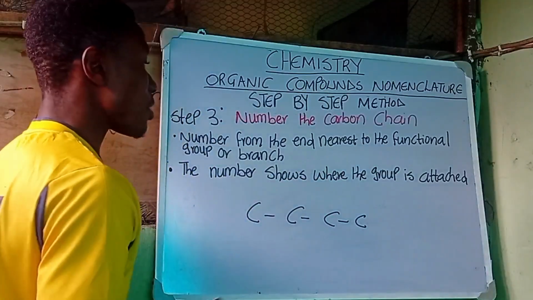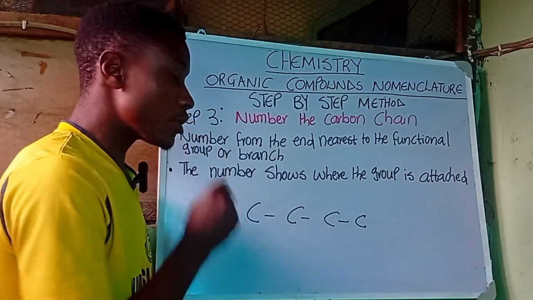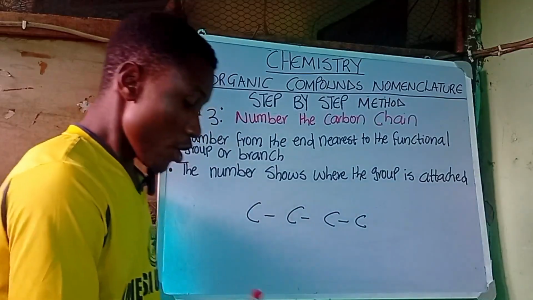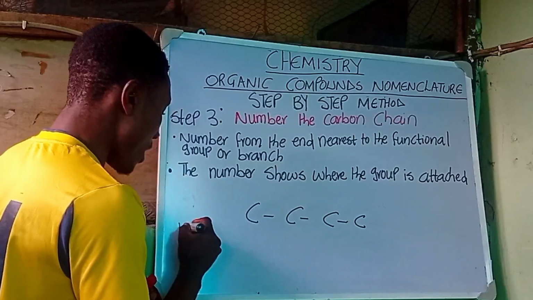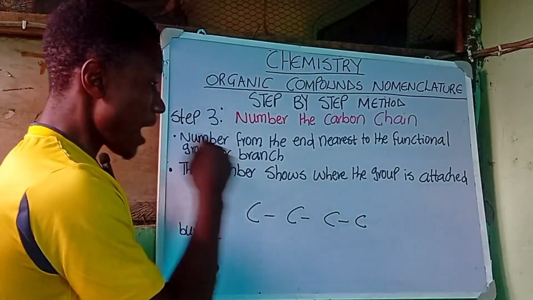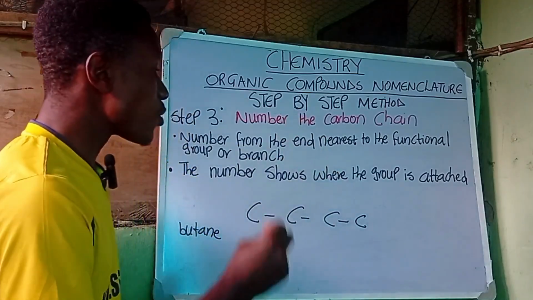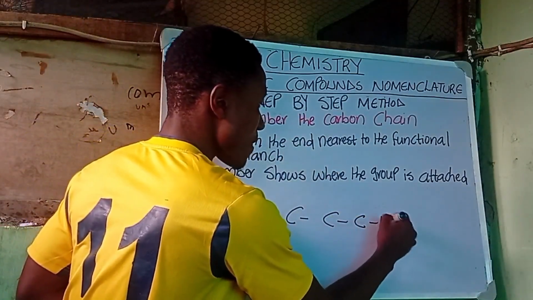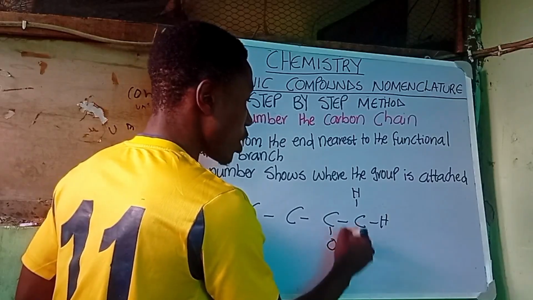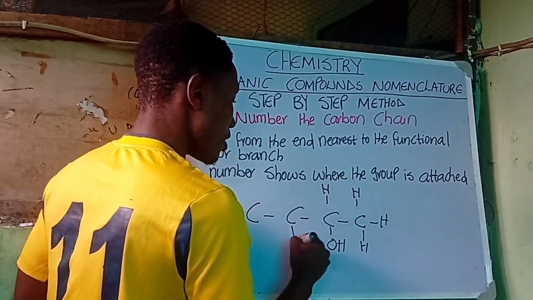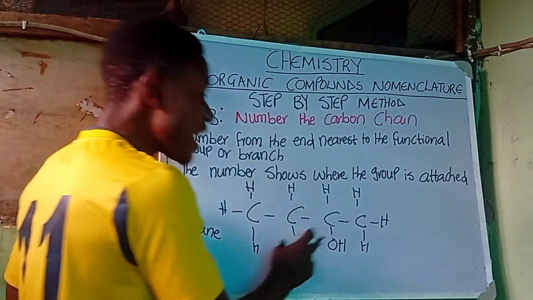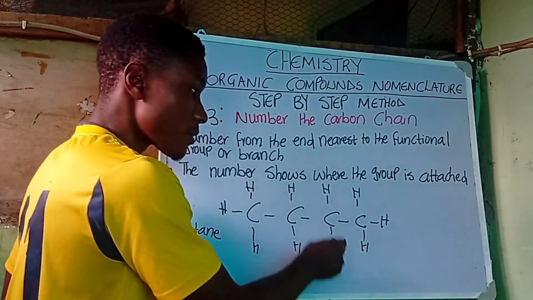So let's assume this is our carbon chain. This is 1, 2, 3, 4. This is 4 carbon atoms. 4 carbon atoms is for butane. So the first thing you do is to write your butane somewhere. So this is your butane, and you say you number from the end nearest to the functional group. So this is bonded by hydrogen atoms, and this is the OH, and this is our H, this is our H, and this is our H, bonded by 3 H, right? So this is known as butanol.